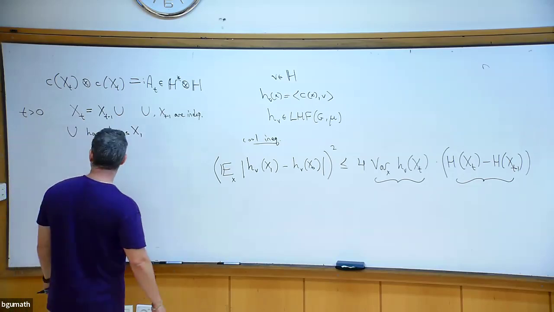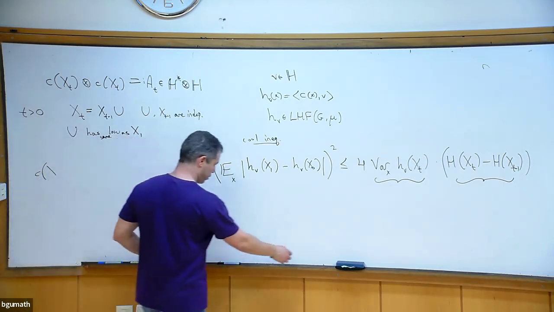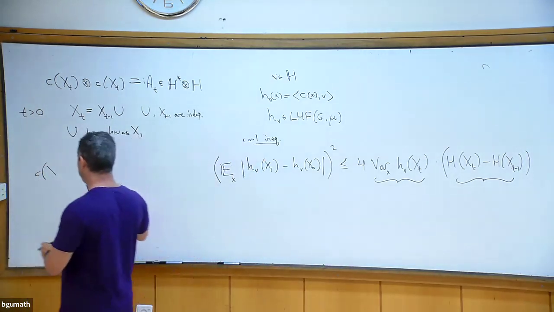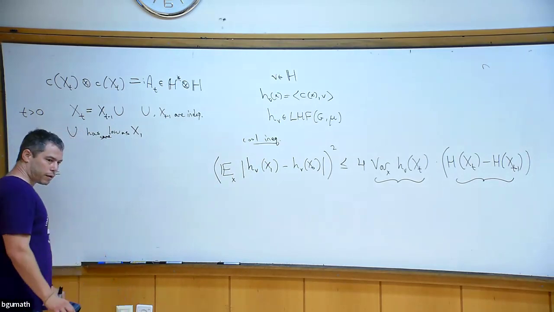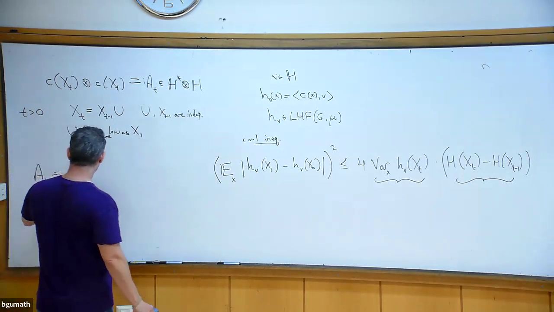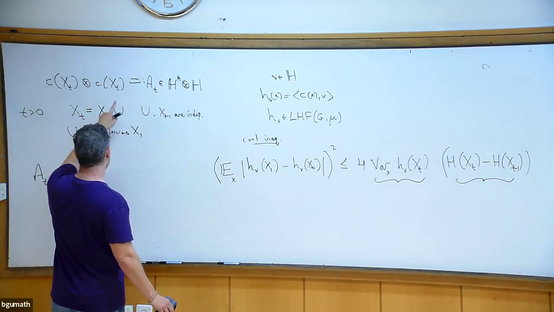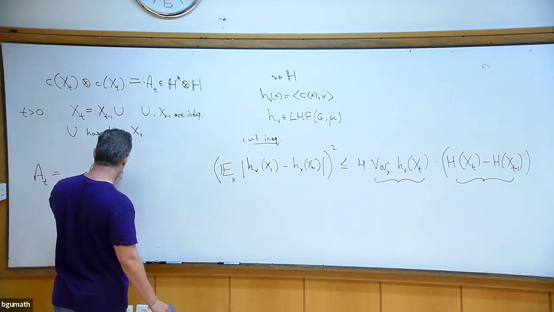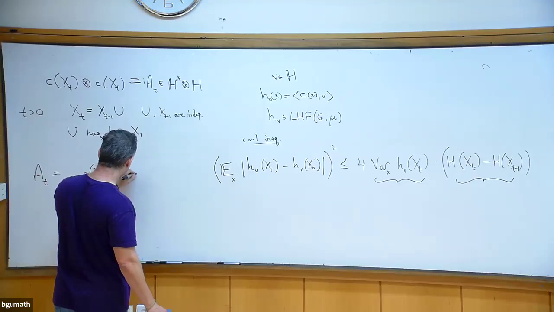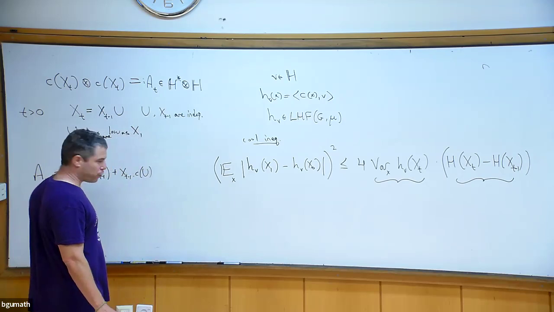Okay, so let us write what is C, what is AT? I already have the notation. AT is equal to the following. It's equal to C of XT minus 1 U tensor itself. So how do I write C of XT minus 1 U? C of XT minus 1 plus XT minus 1 acting on C of U. This tensor with itself.